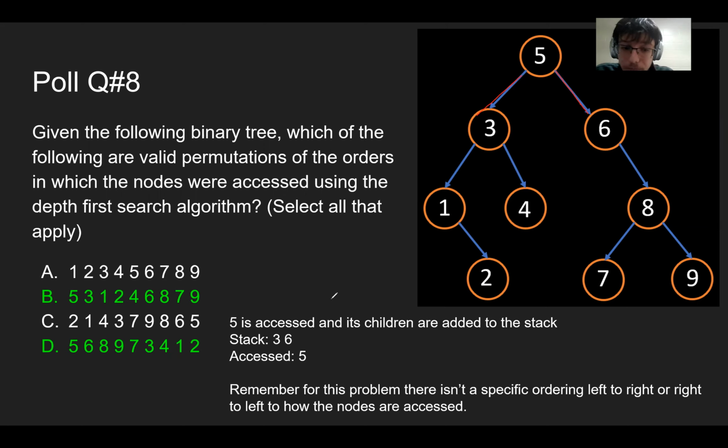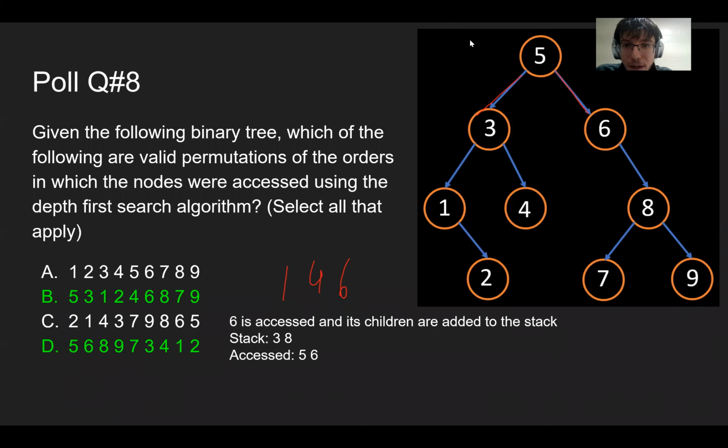And then 3, we add both the children. So we add 1 first, and then 4. We have 1, 4, 6, and we pop the 3. Oh, sorry, we're going right first. Sorry, the way I was just describing it, we go left first, but okay. The way in which we go right first, we access 5, we put 3 and 6, and 6 is on the top of the stack. So they had top of the stack on this side, but okay.